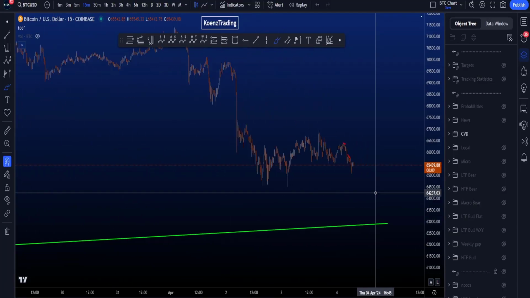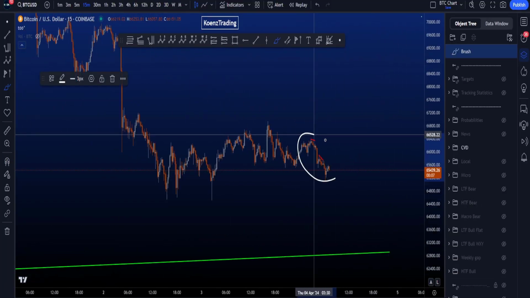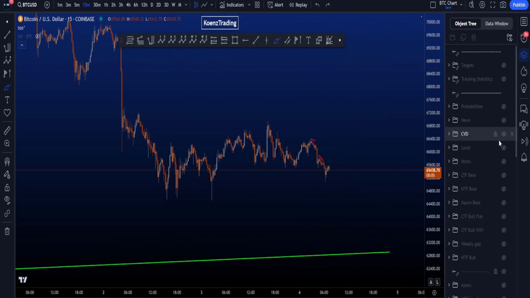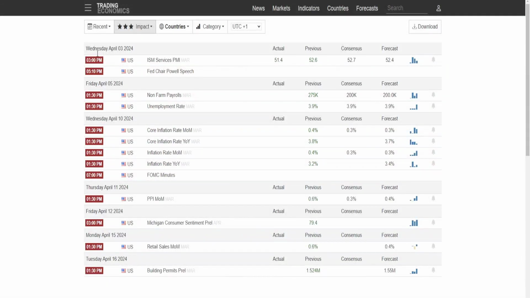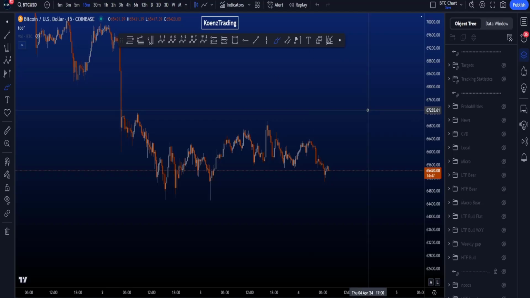So I do prefer to keep an eye on the local CVD divergences, 15-minute, 5-minute CVD divergences, as these for me are more important. Now we have news this week. Yesterday we had some news here, but on Friday the 5th of April we also have news. Time is Central European time, 1:30 p.m. We have some high impact news here, so make sure you trade safe on a Friday.